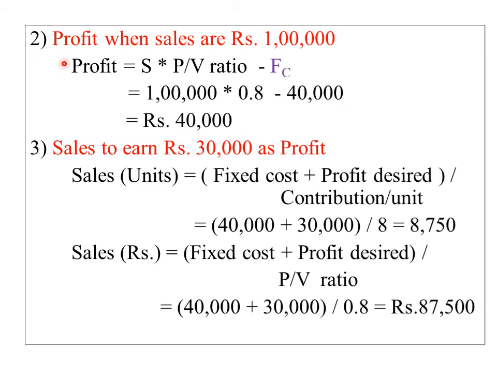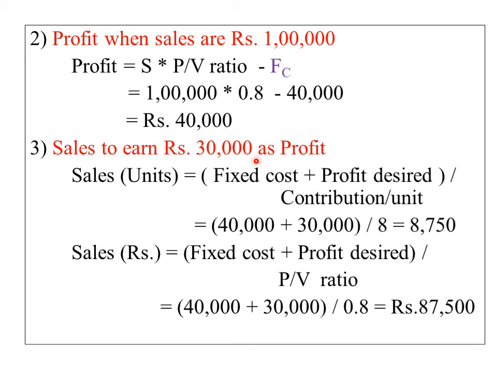Then second is profit when sales are rupees 1 lakh. Profit will be equal to sales, that is 1 lakh, multiplied by P by V ratio minus fixed cost. So 1 lakh multiplied by 0.8 minus 40,000, that is 80,000 minus 40,000, coming as 40,000. So when sales are rupees 1 lakh, the profit will be 40,000.